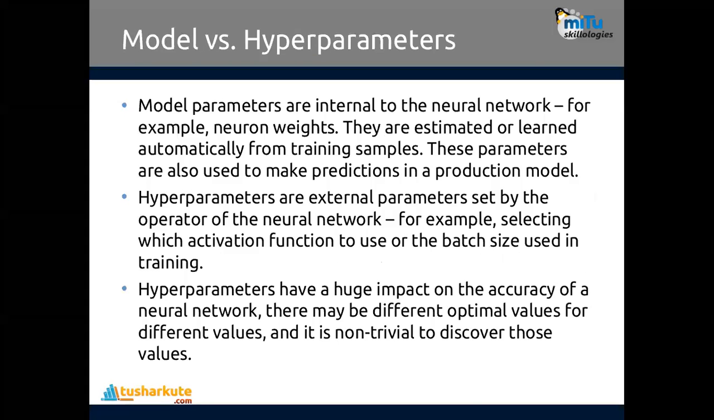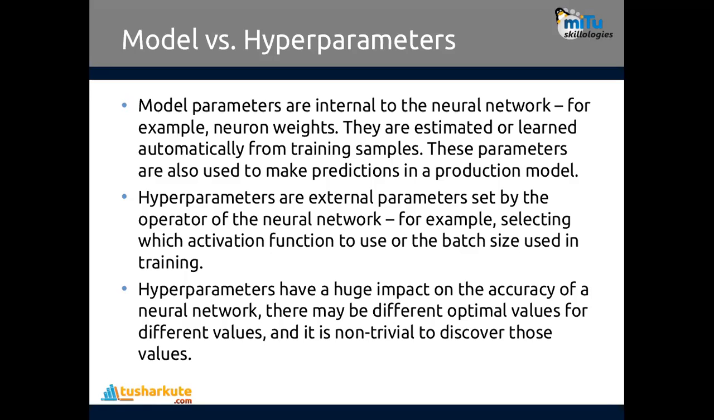So we call them model parameters and hyperparameters. Model parameters are internal to the neural network. They are internal, meaning you are not going to change them directly. For example, neuron weights are estimated or learned automatically from the training samples.